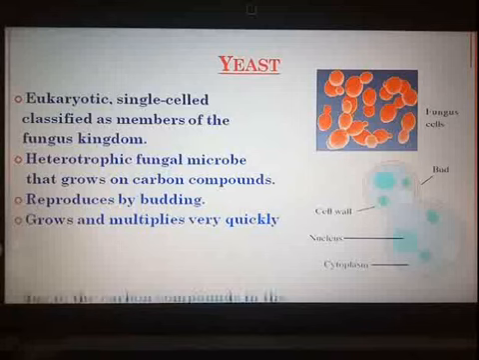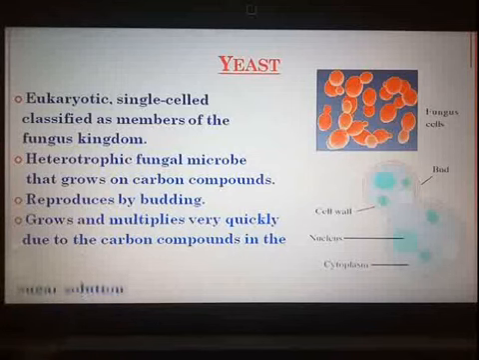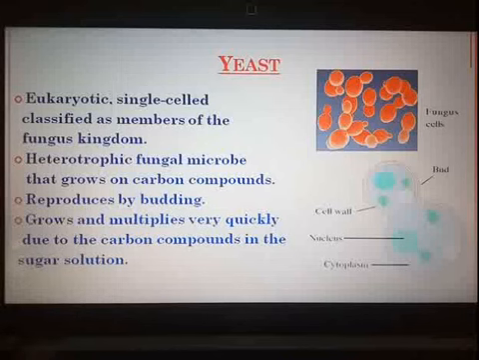As I have told you, it grows and multiplies very quickly due to the carbon compounds in the sugar solution. And in the process of obtaining its nutrition, yeast cells convert the carbohydrates in that solution into alcohol and carbon dioxide, which is termed fermentation.